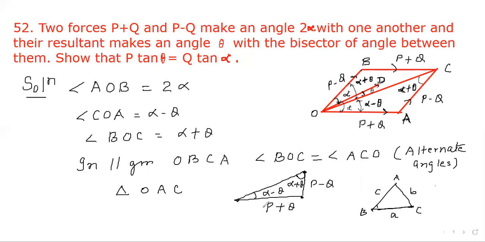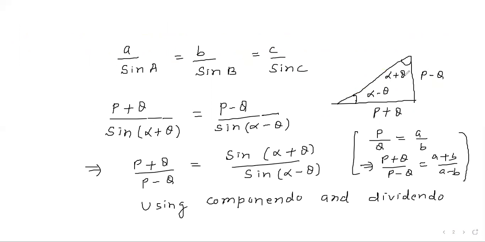So here I have redrawn it. So this is alpha minus theta, and this angle is alpha plus theta, and this side OA, which is P plus Q, and this side AC, which is P minus Q. And here we are going to apply the sine law, according to which side divided by sine of the angle opposite to it is constant.